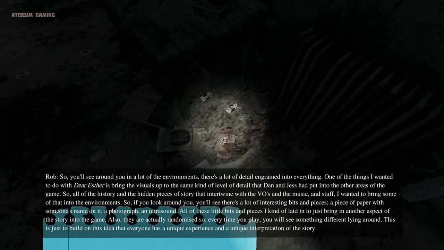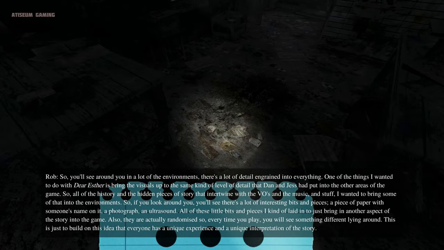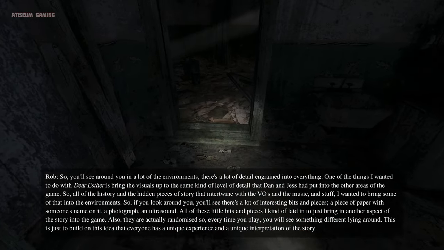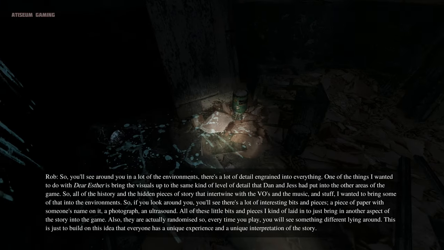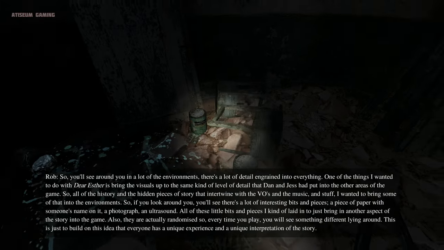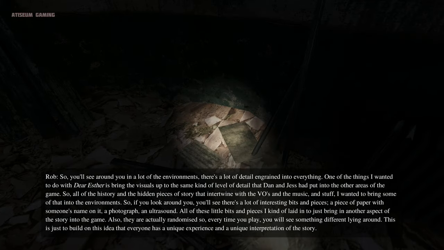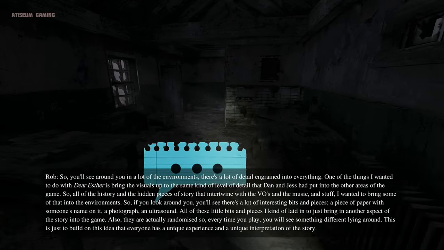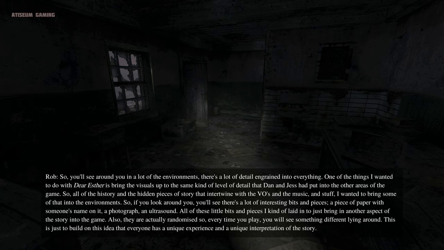So if you look around you, you'll see that there's a lot of interesting bits and pieces: a piece of paper with someone's name on it, a photograph, an ultrasound. All of these little bits and pieces are laid in to bring another aspect of the story into the game. And also, they're actually randomized, so every time you play, you'll see something different lying around. And this is just to build on this idea that everybody has a unique experience and a unique interpretation of the story.